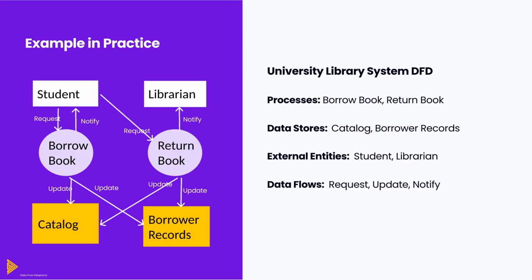Here's how the data flows. When a student requests a book, the borrow book process is triggered. The system updates the catalog and borrower records, and the student receives a confirmation. When returning a book, the return book process updates borrower records and the catalog, and the librarian is notified. This DFD makes it clear who does what, where information is stored, and how data moves through the system. It helps the team identify bottlenecks, missing flows, or potential errors long before the system is built or improved.